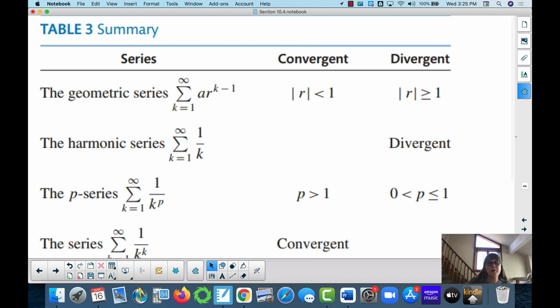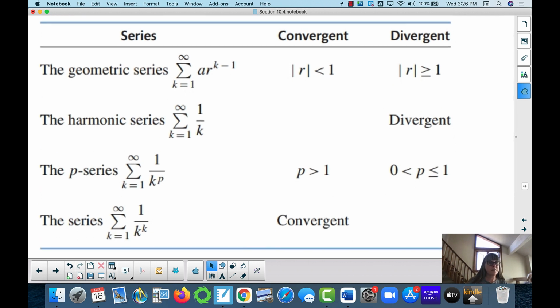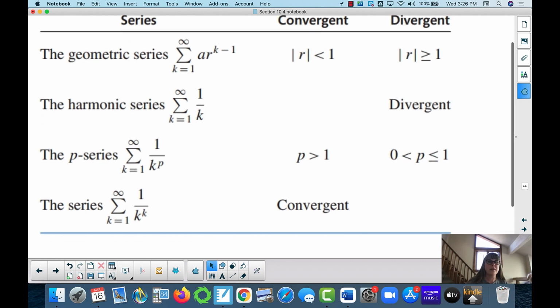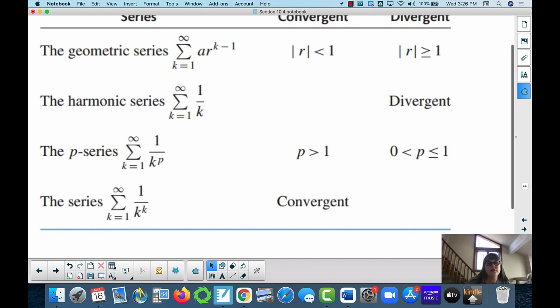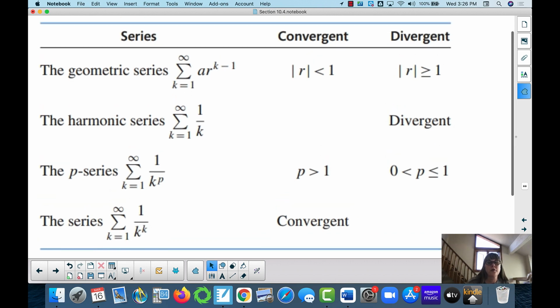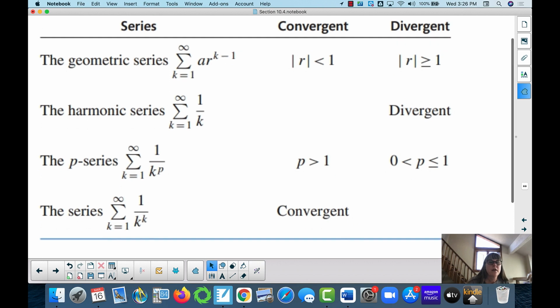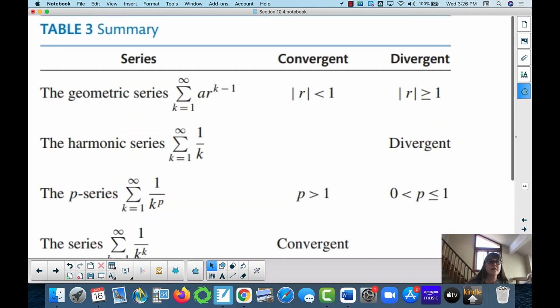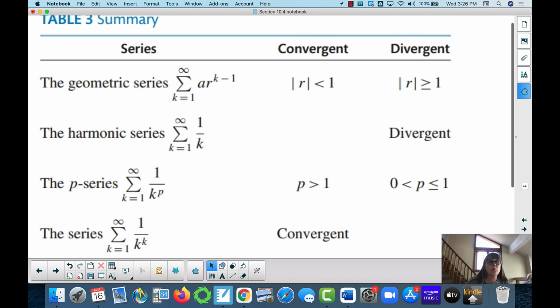We've got this geometric series where we know it converges if our absolute value of r is less than 1, and if it's greater than or equal to 1, it diverges. We've got the harmonic series, which we know always diverges. We've got the p series, which converges if p is greater than 1 and diverges if it's between 0 and equal to 1. And then we have this series here too that we can compare to, because we know that it always converges.